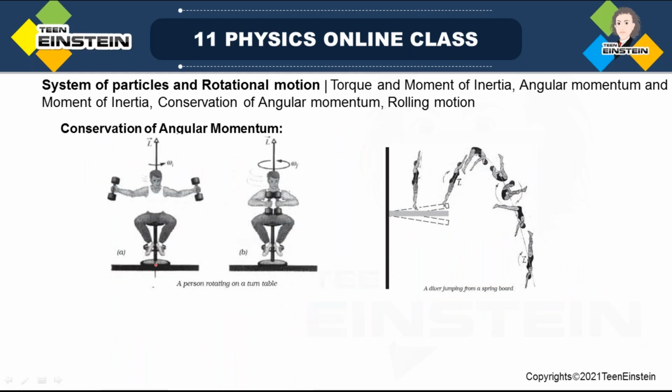Another example I can give you: suppose there is a turntable and a person is doing such an exercise. The person has two dumbbells of the same weight in his hands. Suppose this is I1 omega 1, the angular momentum L1, and this is L2 equal to I2 omega 2. Both have to be the same. L1 and L2 remain conserved because the person on the turntable is not experiencing any external torque, so angular momentum is constant. That means L1 equals L2.